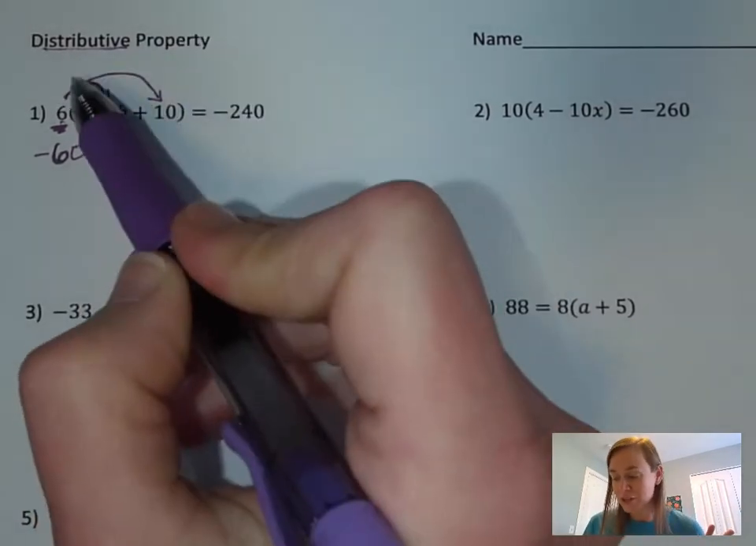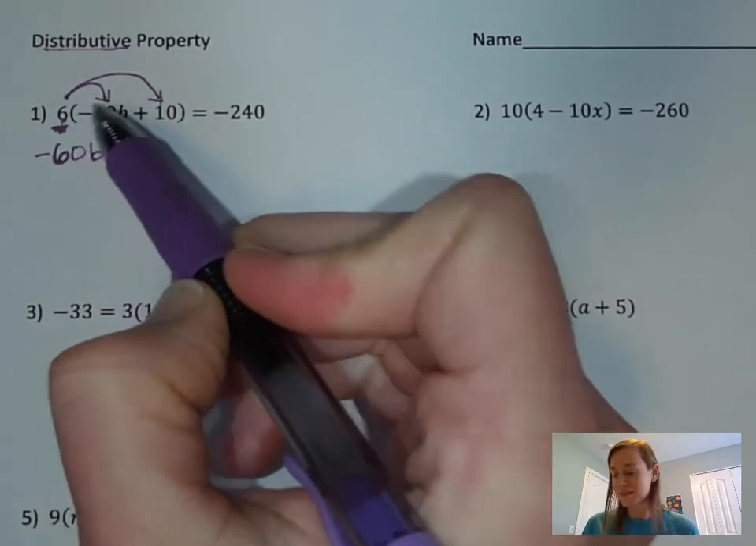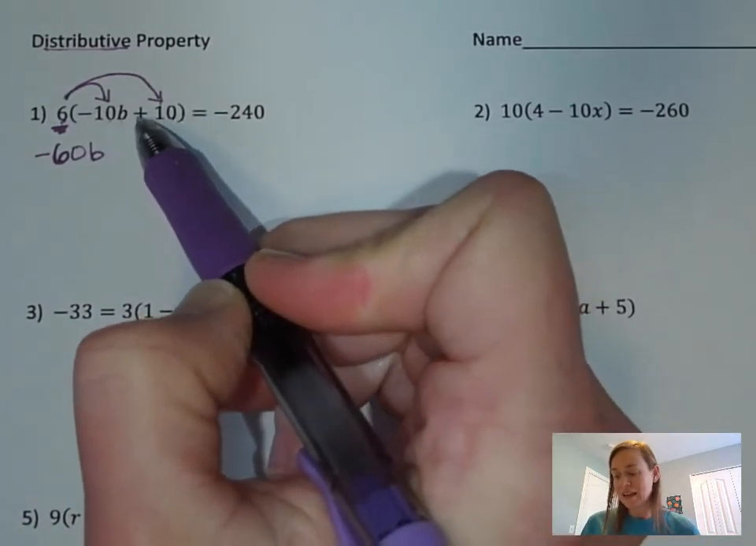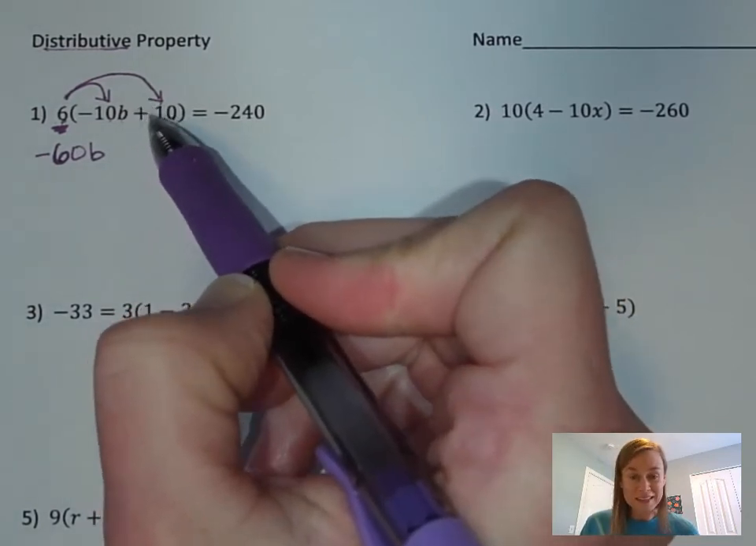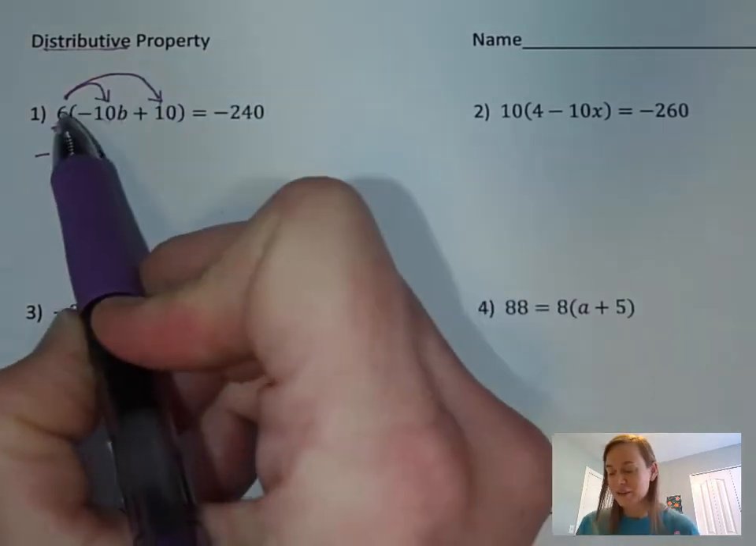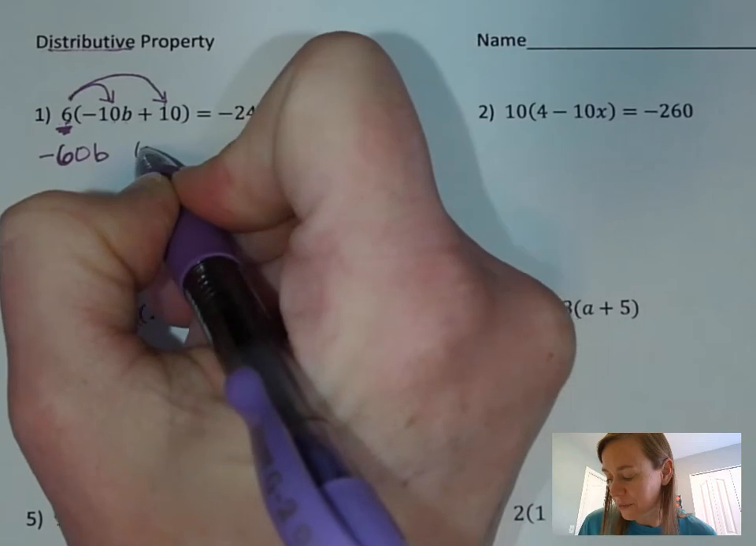Let's do the second half, which is the second arrow. So now we do the 6 times the 10, and keep in mind it's a positive 10. If there was a negative sign or a minus sign here, then it would be a negative 10. So 6 times positive 10, as you know, is 60. I'm going to write that right here.